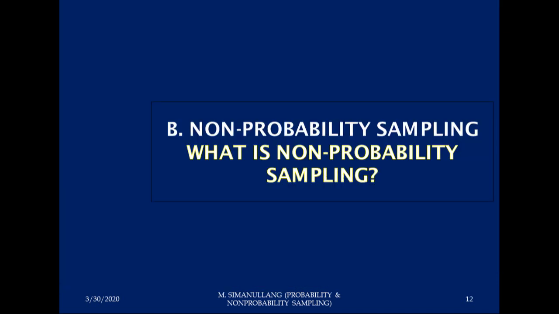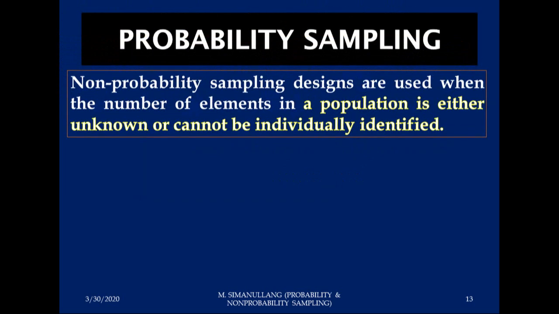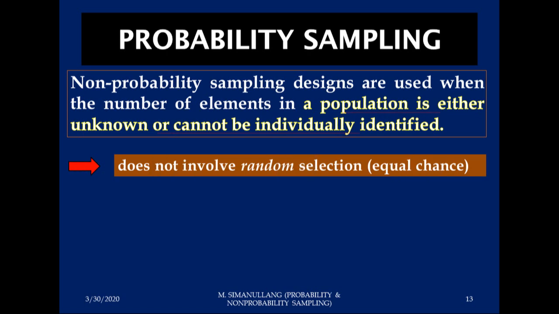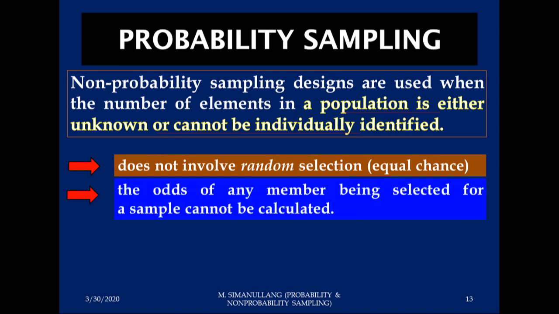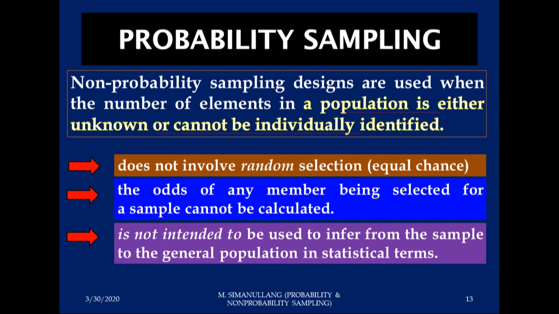Now we're discussing non-probability sampling by answering the question, what is non-probability sampling? Non-probability sampling designs are used when the number of elements in a population is either unknown or cannot be individually identified. That means it does not involve random selection. Then the odds of any member being selected for a sample cannot be calculated. It is not intended to be used to infer from the sample to the general population in statistical terms.